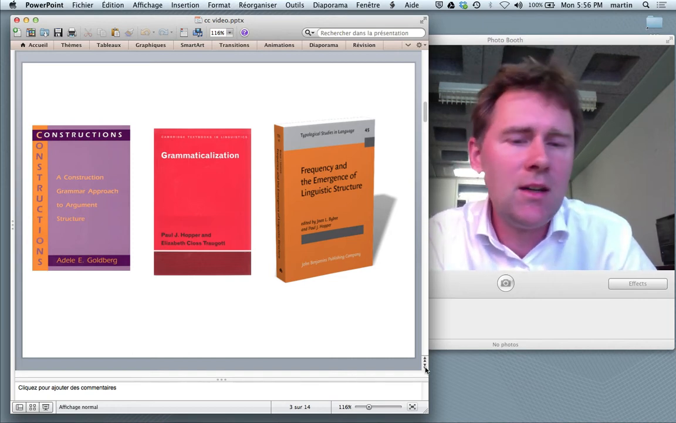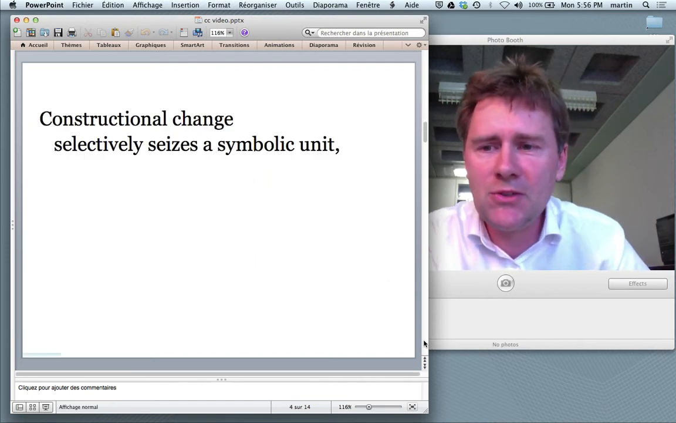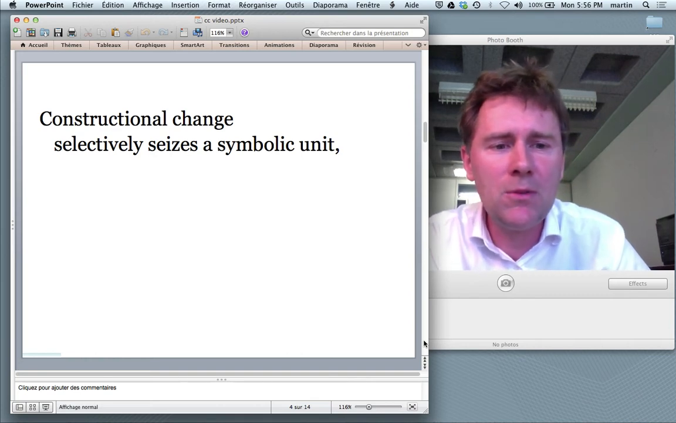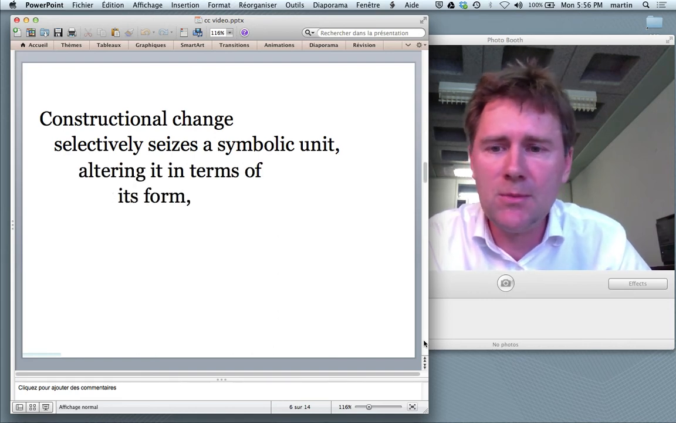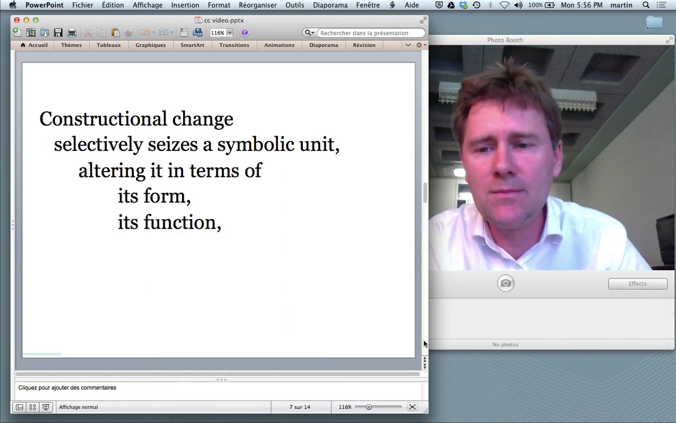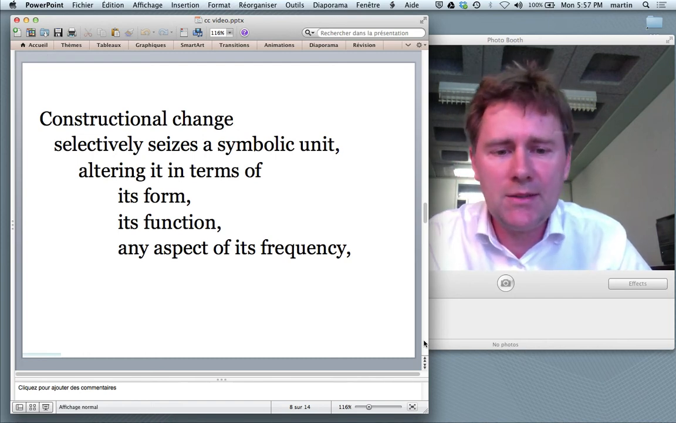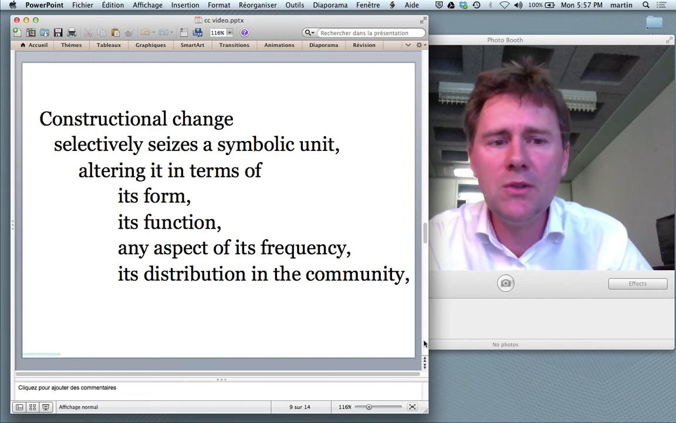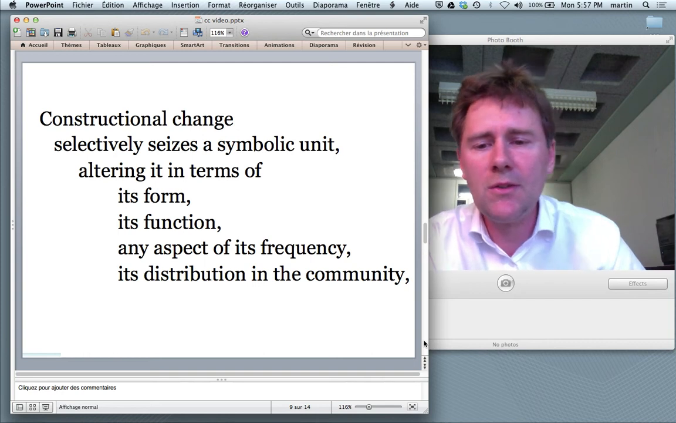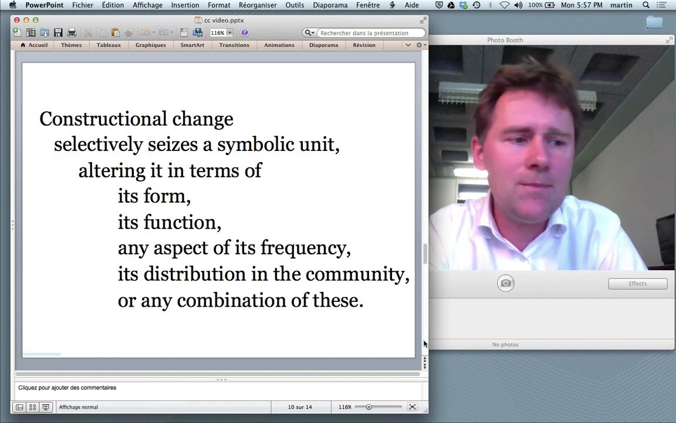And to capture this idea, I propose the following definition of constructional change. Here it is. Constructional change affects a symbolic unit. It operates on one construction and it alters that construction in terms of its form, so its morphology or its syntax, its function, its meaning, any aspect of its frequency, like its type frequency or its text frequency, and also its distribution in the community, so who uses that construction. Or indeed, constructional change may affect any combination of these, right?